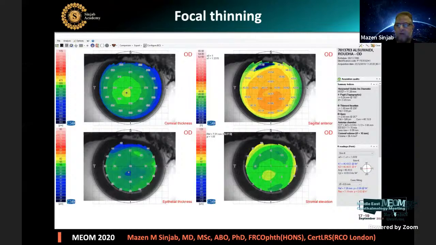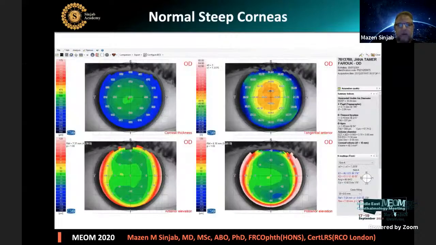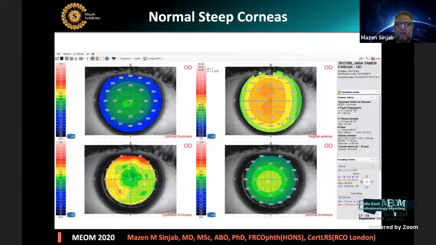This is a case of focal thinning of the epithelium. If you look at the picture on the bottom left, you can see focal thinning over a hotspot, which is consistent with keratoconus. This is a normal steep cornea. Sometimes whenever we see steep corneas, we may think that this steepness is because of keratoconus development. However, if we can see that the epithelium is very homogeneous in the center, this is just a normal steep cornea.